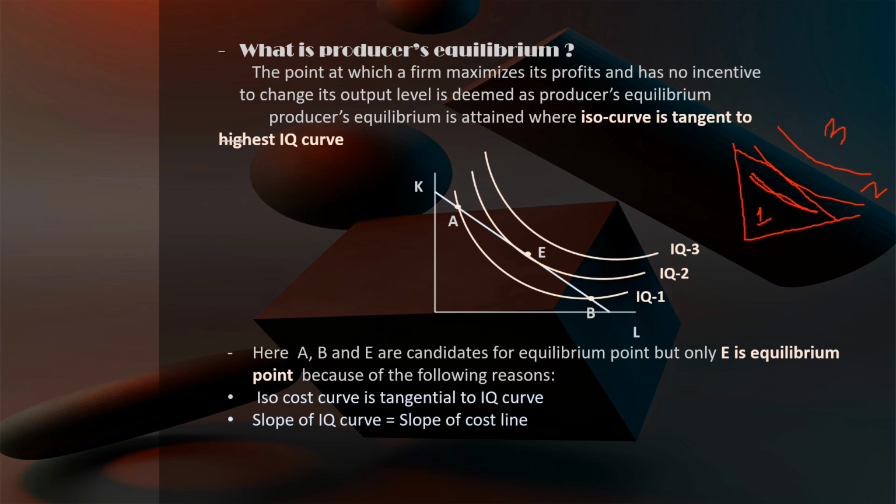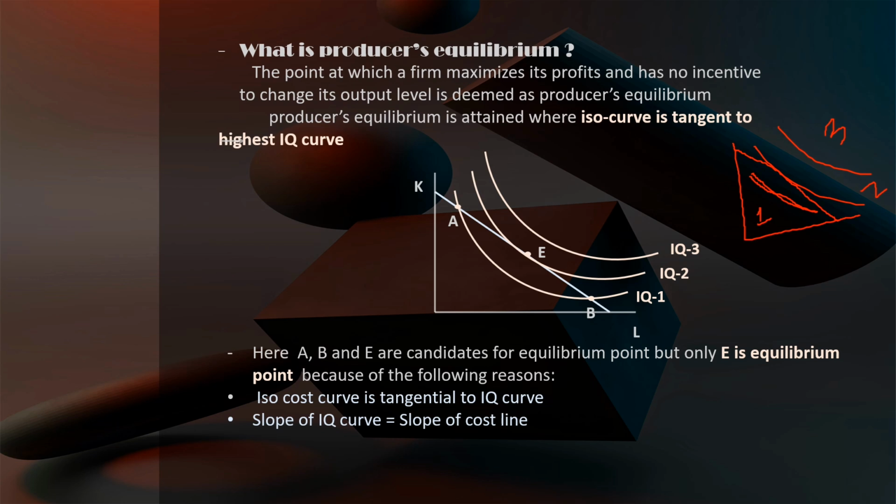Undoubtedly, IQ curve number 3 gives us the highest level of production, but it is beyond our cost line. That is, to simply afford that amount of production, a company would have to outstrip all its budgets for the fiscal year, right? And that is not pragmatically possible for any company. So number 3 cannot be our ideal scenario, the point where a firm will maximize its profits, as the firm cannot simply afford it.